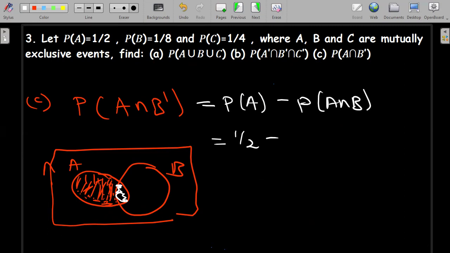Okay, so remember what we said. These events are mutually exclusive. So it means their probability for the intersection is just 0. So the probability of A intersection B will be 0. So it means the answer here will just be what?